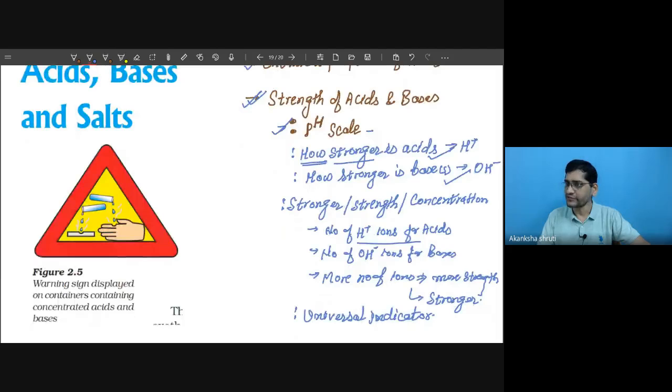Again, if I am talking about a stronger base, more OH minus will be given by that base. For example, if I consider NaOH, then NaOH can easily liberate or release its OH minus. But ammonium hydroxide cannot release its OH minus easily. So ammonium hydroxide is a weak base, but sodium hydroxide is a strong base. This we will learn today.